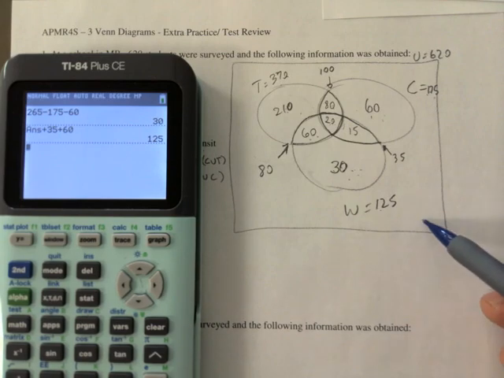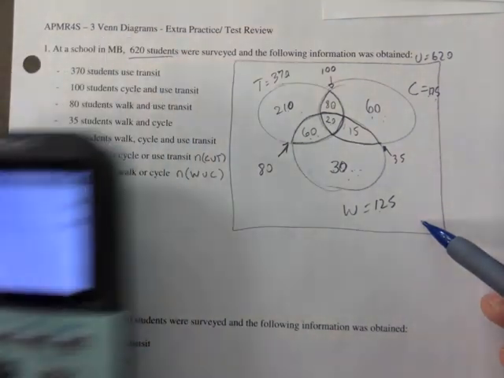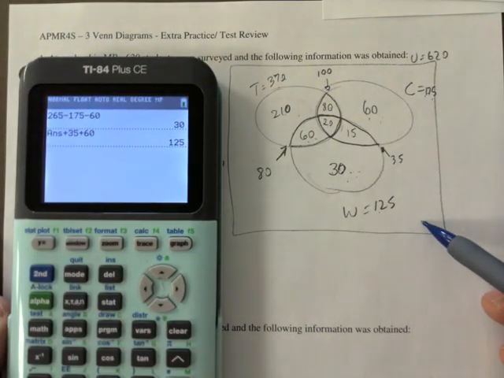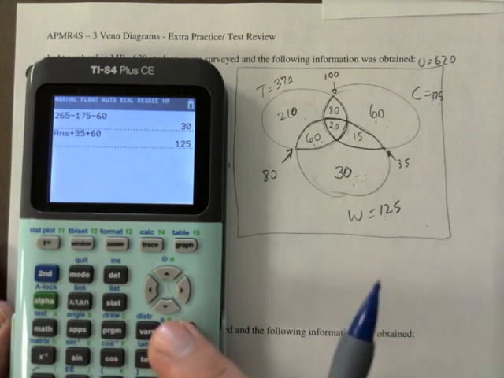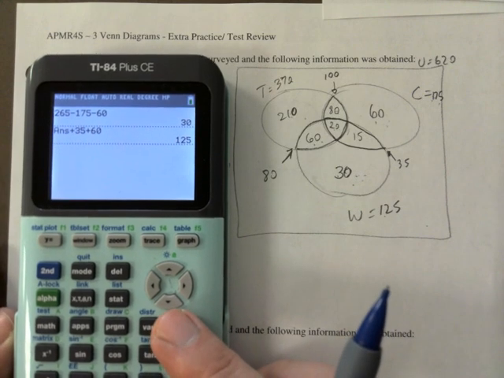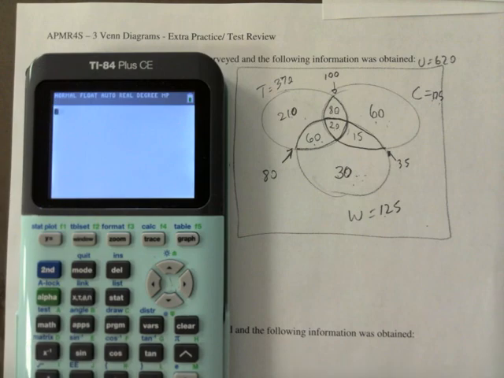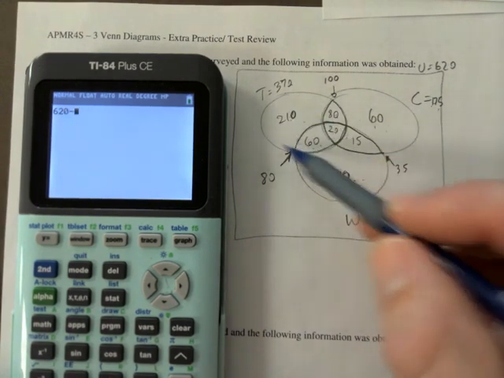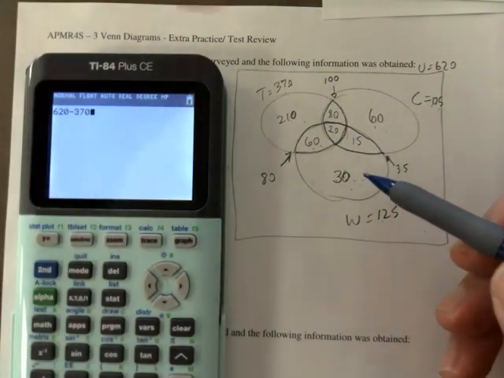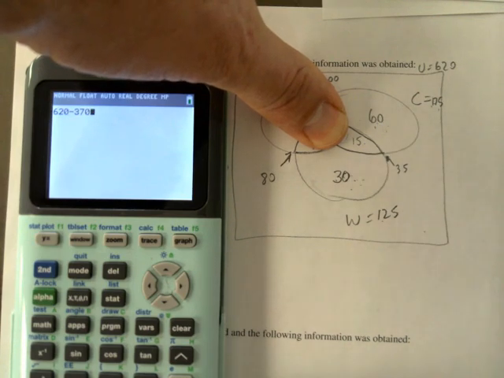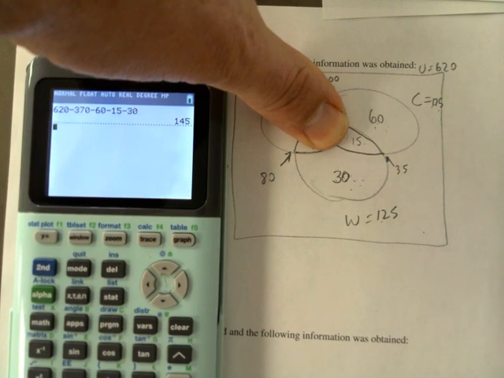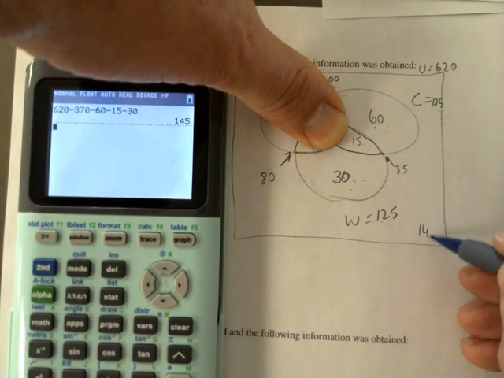Always check for outliers. Didn't say that everybody uses at least one form of transportation. So I guess they would be driven, right, to school. So here we go, 620 minus, I'm going to take away the 370, right? I take away that, and I'm going to take away these three as well. So minus 60, minus 15, minus 30. That's 145 for my universal.